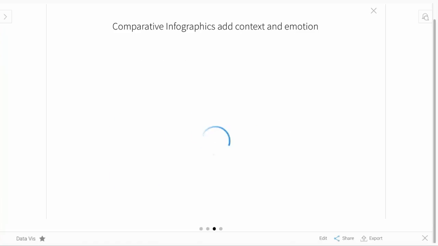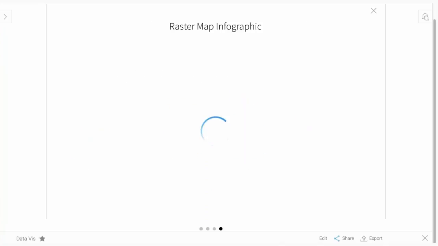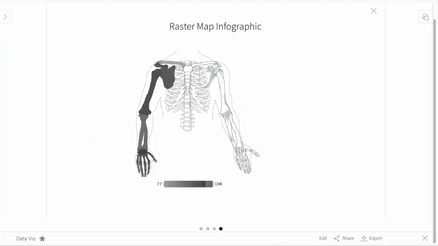Now, another variation on this same theme is a comparative infographic, which makes the size of your category a bigger contextual image. So use that same image, but the image gets bigger. And finally, there's raster map infographics. So these are actually just using a map. So this is a map chart type with a custom map on it.